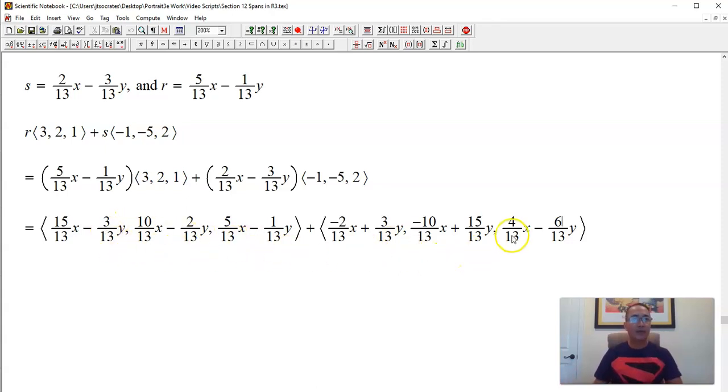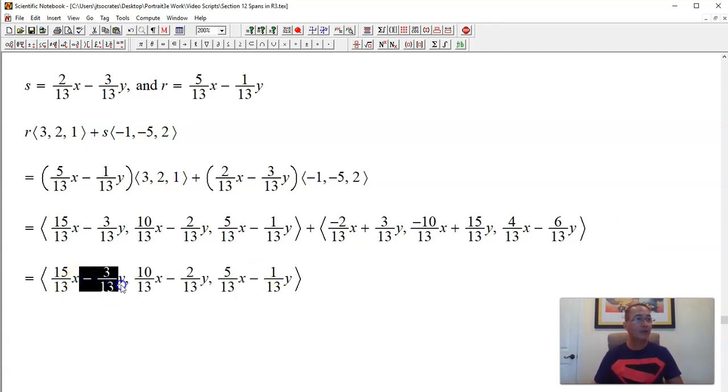Okay, so we are now going to combine these two vectors. What are we going to get? Well, we are going to get 15x minus 2x, so that's 13x over 13. Oh, so that's just x. And we have minus 3y. Oh, but there's a plus 3y here. So those y's are going to cancel. So for our first component, we just get 13 over 13x, which is of course just x. Second component, we have 10x over 13. Oh, but there's a minus 10x over 13. So those cancel. Minus 2y over 13 plus 15y over 13. Ooh, so that is just 13y over 13.